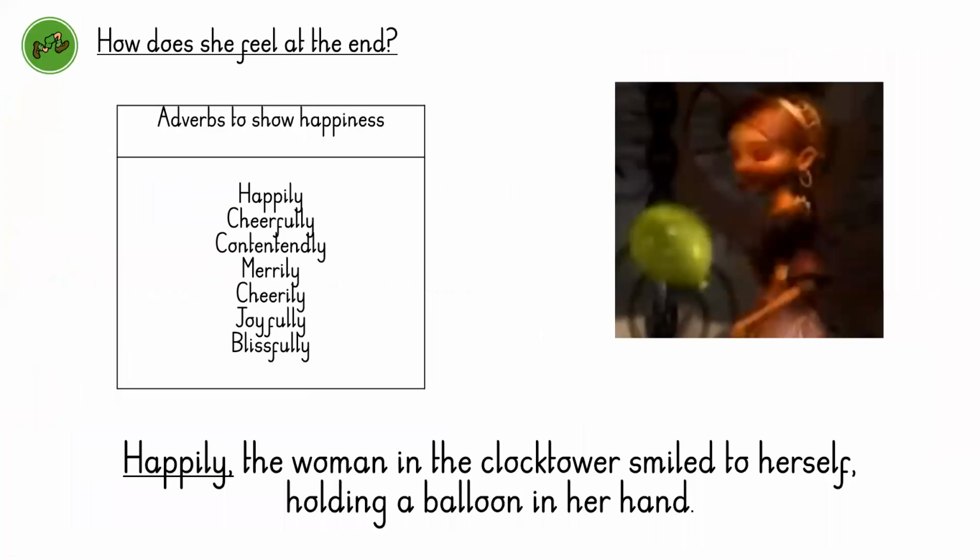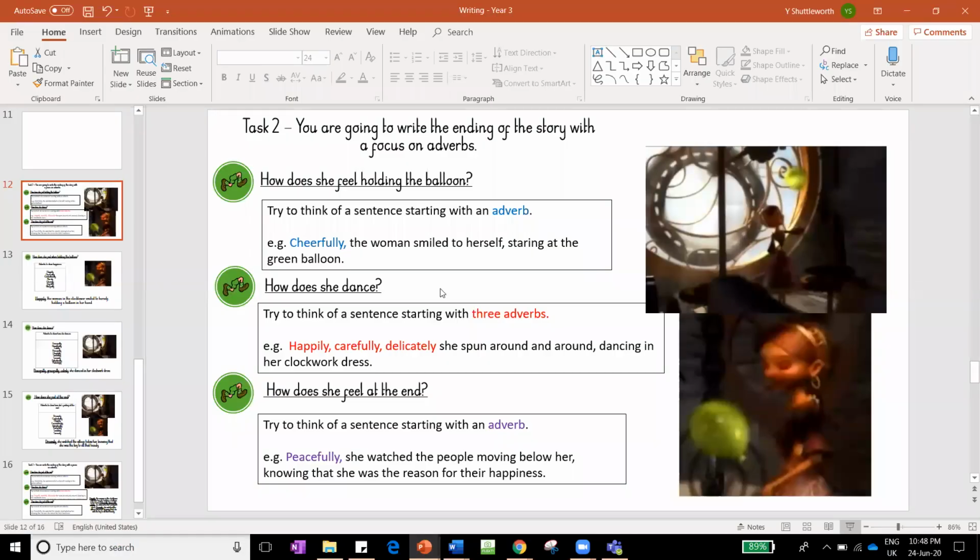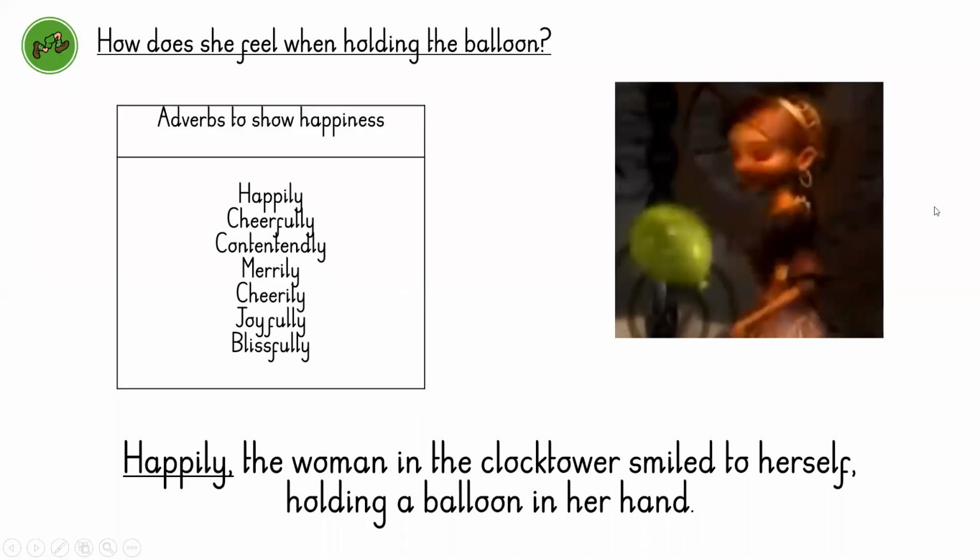So sentence 1, how does she feel when holding the balloon? Looking at what she looks like right at the end when the balloon floats through her window, and the fact that she went outside to try and get this balloon, I have decided that she is most likely quite happy and quite content when she gets to hold the balloon at the end. You may not agree, and you may want to change the fact that she's happy at the end, but that's how I've interpreted the story.